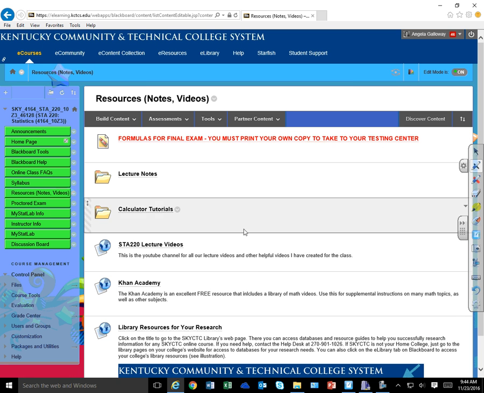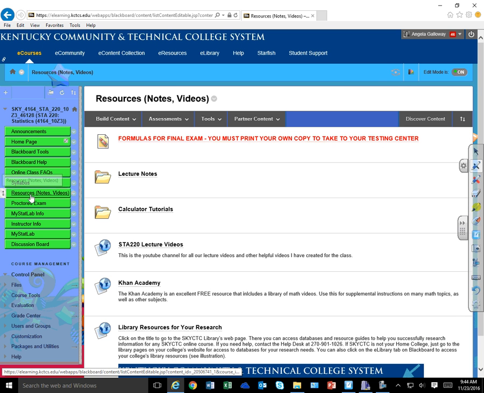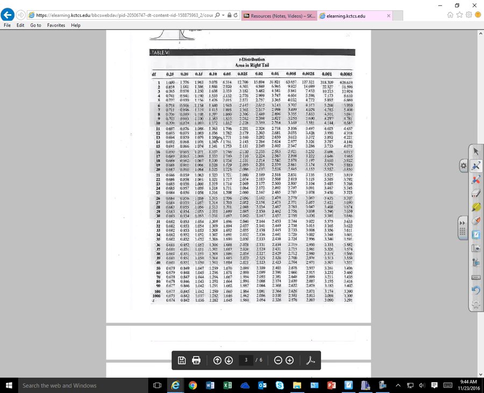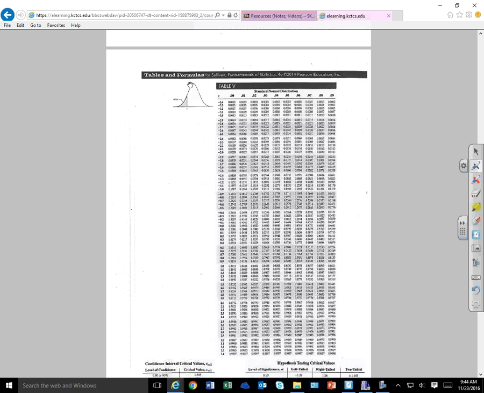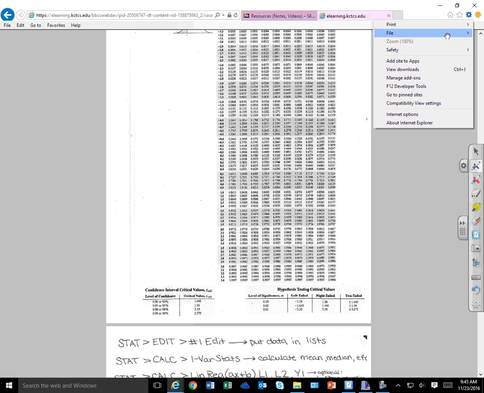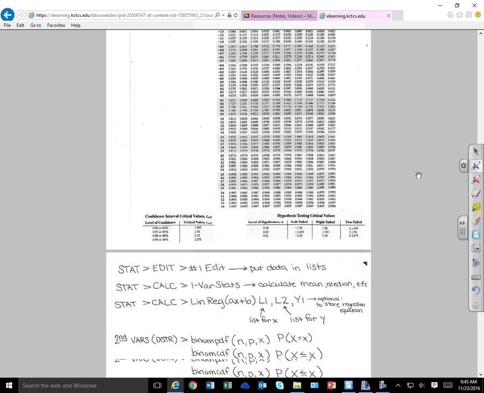Okay, so I got to our Blackboard page. If you go to the resources, the notes and videos, it's also in the proctored exam link. I've got this formulas for final exam, and these are the formulas that you will take to your proctored exam site, so you have to print them off on your own. If you click on them, you've probably already been here to look at some of the tables. If you look at the normal table, this is table 5, at the very bottom here.